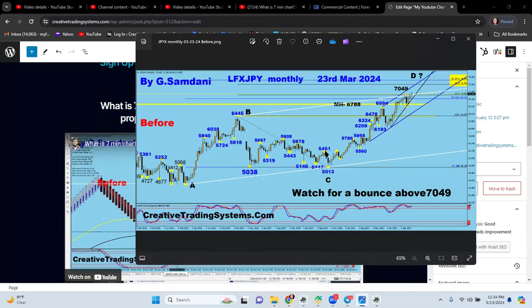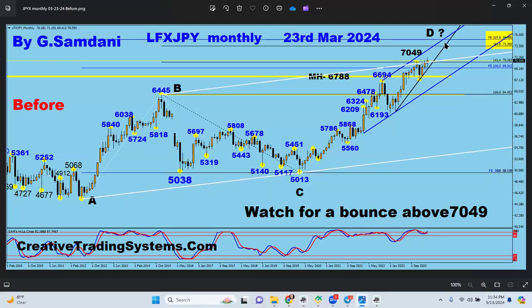Now, this is the chart I made. This is about the whole program, the whole system. When I call it the Creative Trading System, it is the whole system, starting from the weekly and monthly chart analysis, and then going down to lower time frames: 40-minute, then 20-minute, and then 7-minute entries. This is the chart I made on the 23rd of March, saying that if we go above 70.49, then we're going to go up. The first target was 73.30, and the second target 74.50.